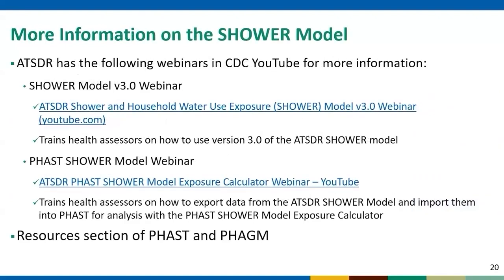I also want to mention that there are ways to integrate the shower model data into FAST by using the shower model exposure calculator in FAST. We won't have time to go into this today, but I encourage you to check out ATSDR's training videos related to the shower model on CDC's YouTube page. Please go to www.youtube.com and search for ATSDR shower and household water use exposure to find the 3rd version of the shower model. Search as well for shower model exposure calculator to find the FAST shower model webinar. There are also details on the shower model in the resources section of FAST and FAGM, along with links to the training videos.